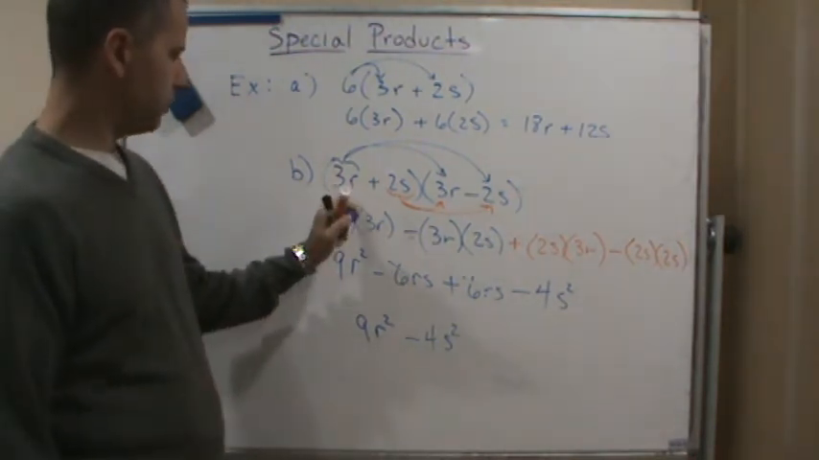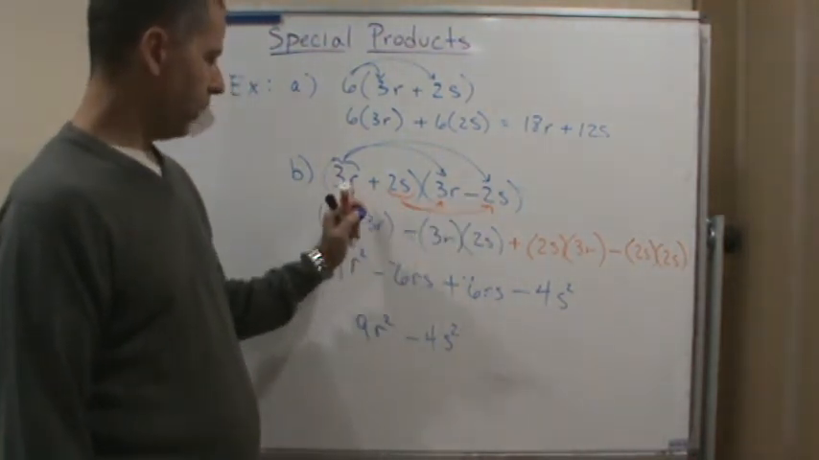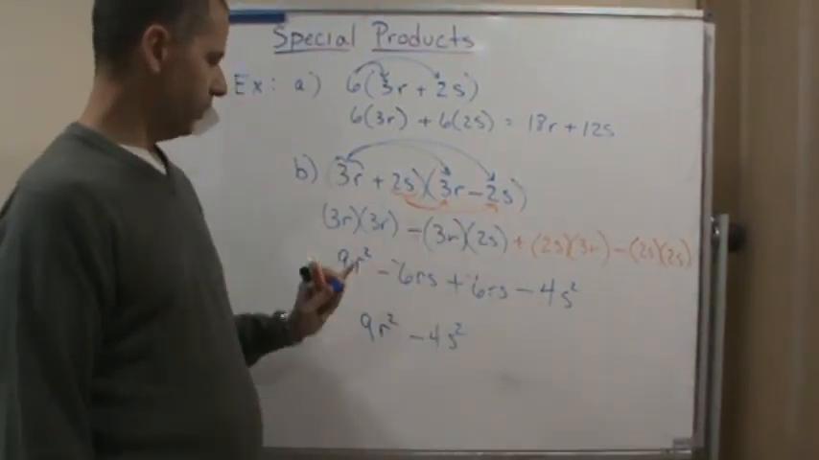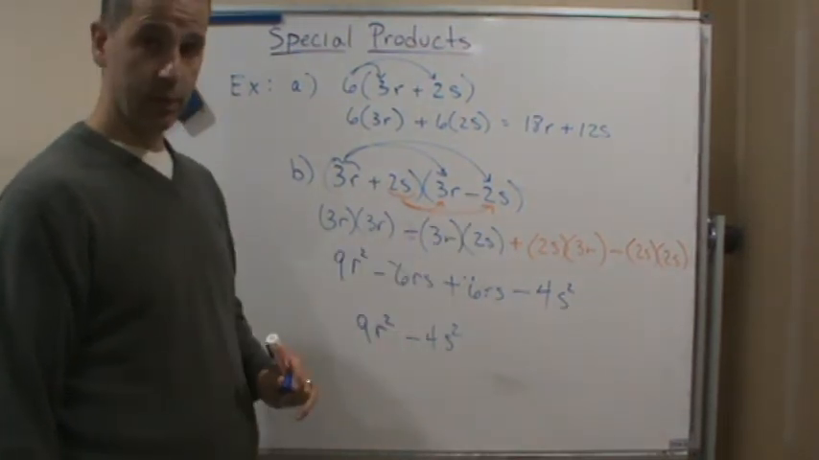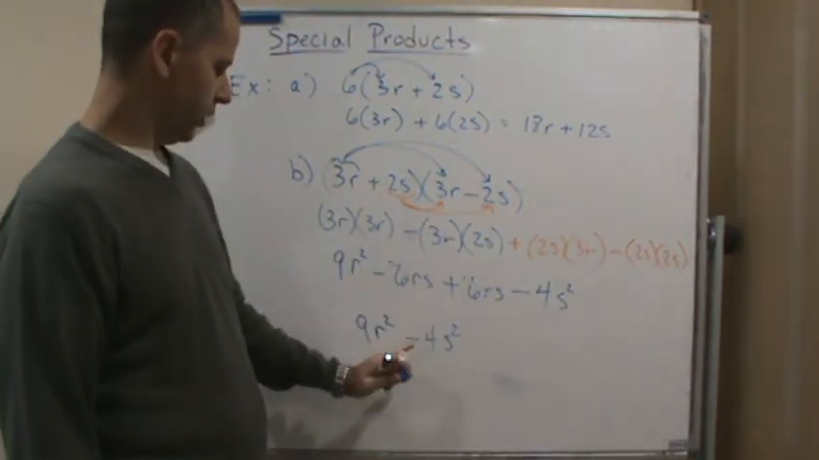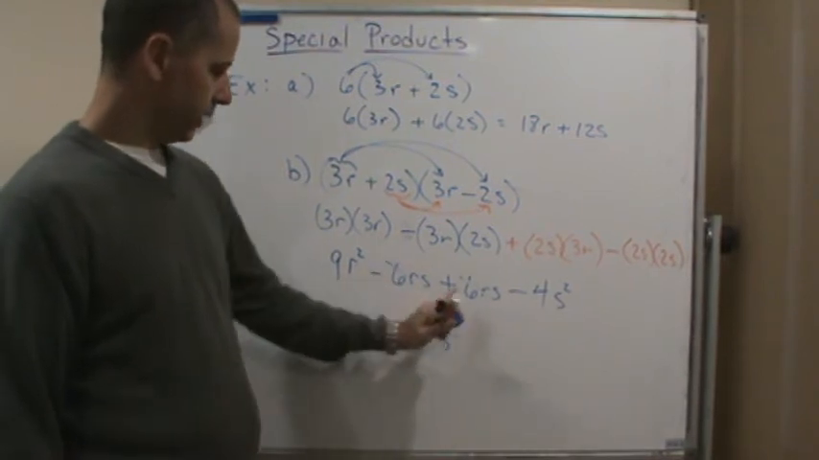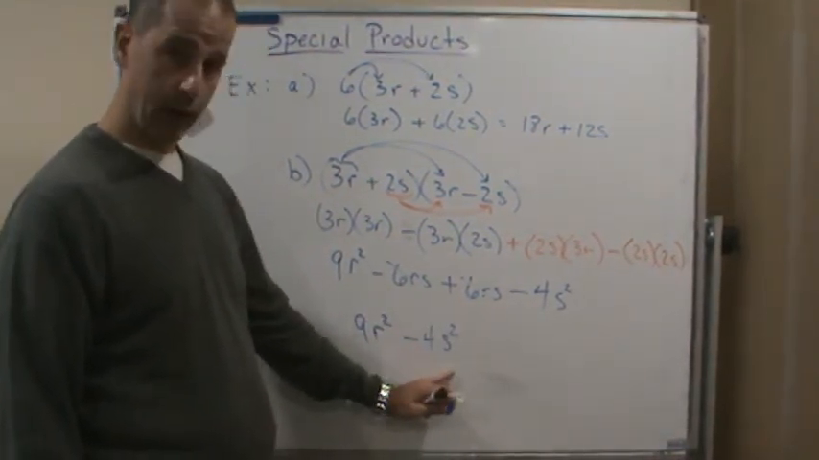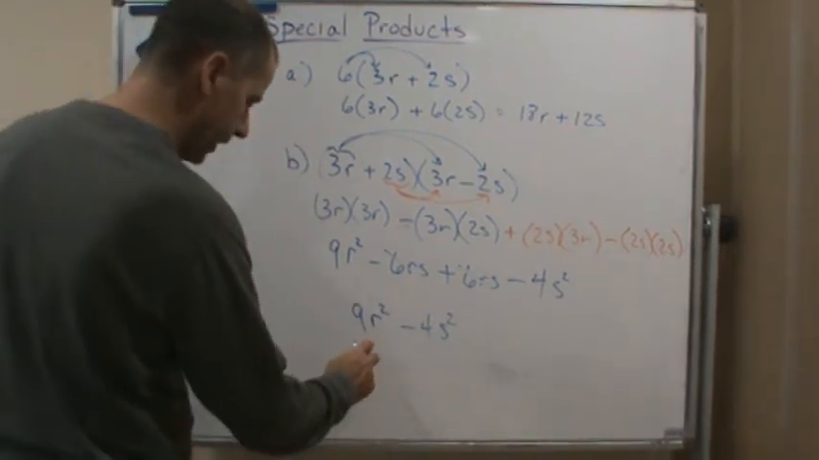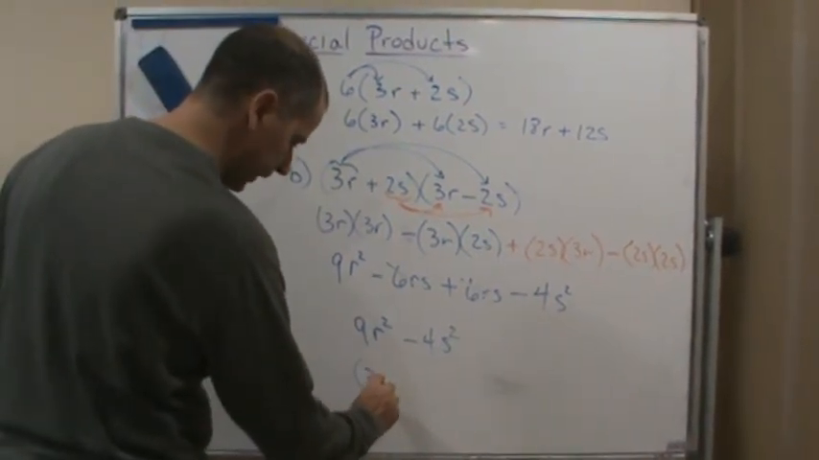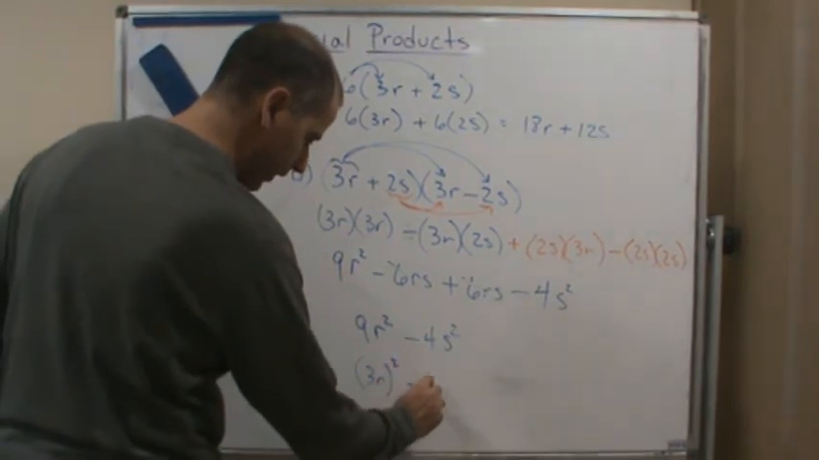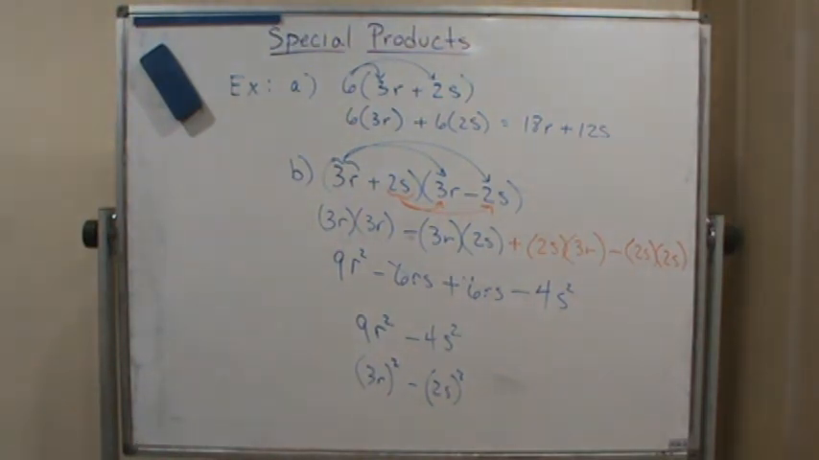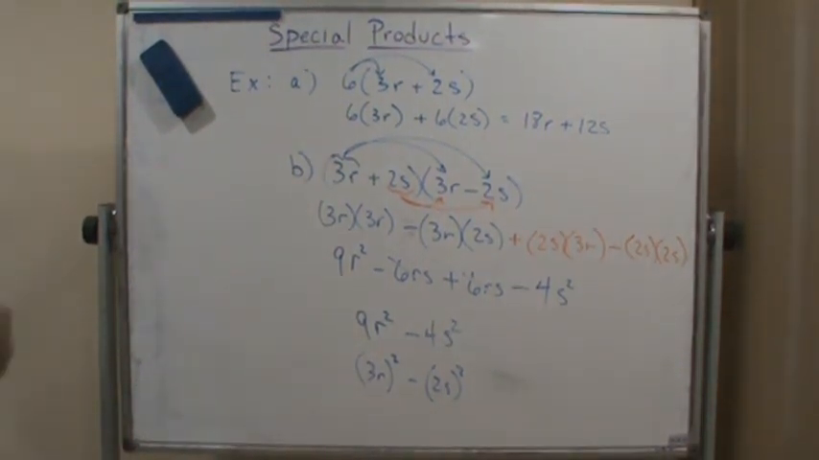So anytime you're multiplying two binomials where they're exactly the same except opposite signs, you know, here it's plus and here it's subtraction, addition and subtraction, you're always going to end up with the middle canceling out, and you end up with the square of the first term minus the square of the second term. And so notice how this is just 3r quantity squared minus 2s quantity squared. So the difference of two perfect squares. And that's how you do these.